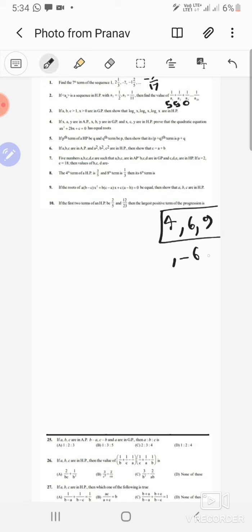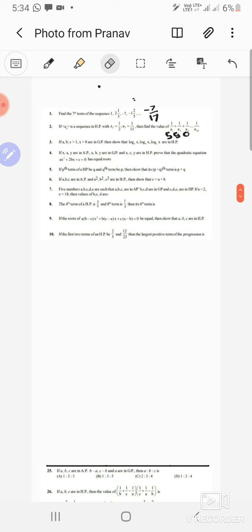What was that? Yes, it was supposed to be minus 18. I think it's minus 2. Well, whatever. So let's go to the next question, which is where is it?